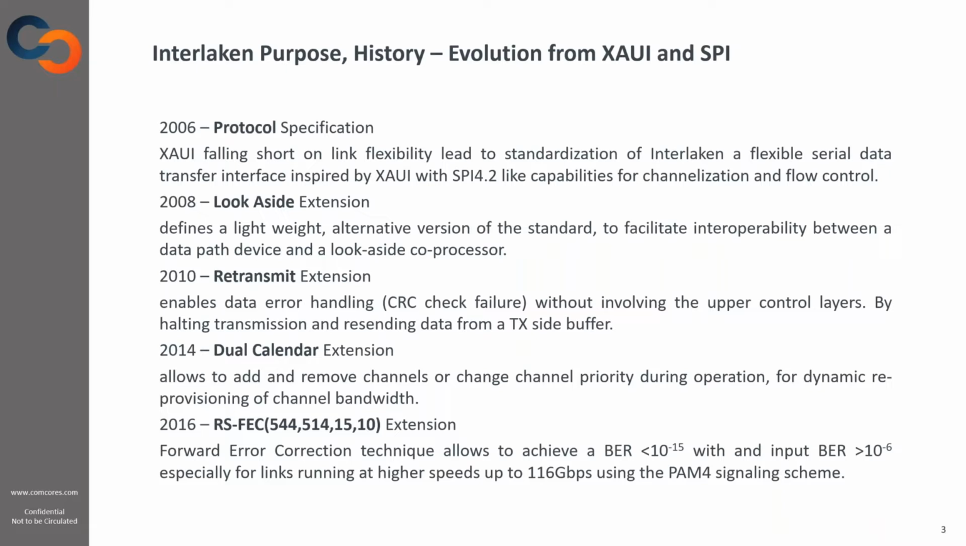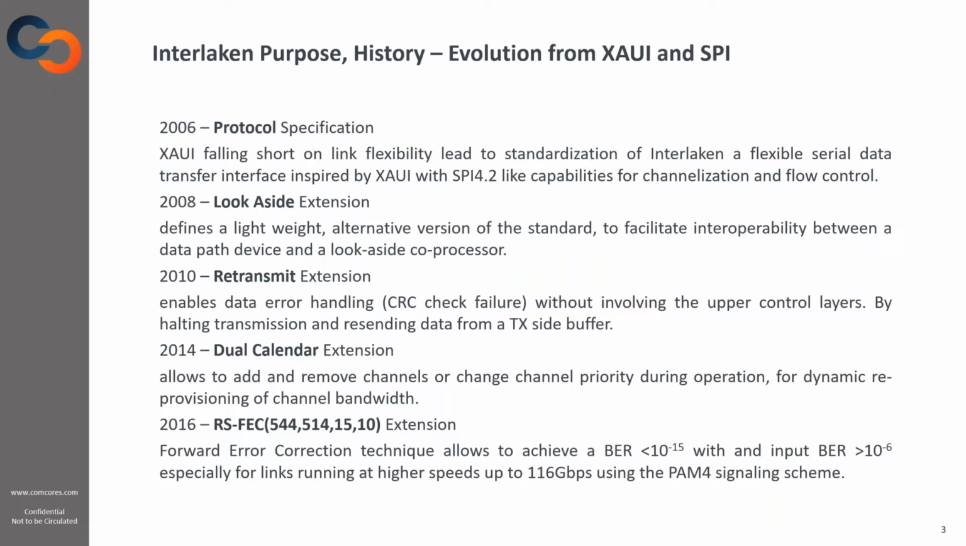Then in 2010, they introduced the Retransmit extension, which basically allowed the protocol to handle data failures on the links. So if data was deemed erroneous by failing a CRC check, the receiver could ask the transmitter to send the data again and recover from the error without involving the top-level CPU or upper-level control features of the design. So it was handling it on its own.